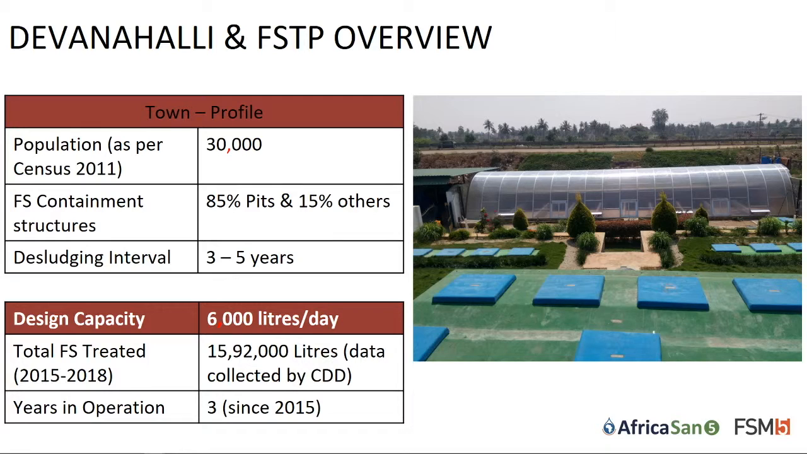As I said, it's a 6,000 liter capacity treatment plant. Till 2018 we have treated nearly 15 lakh liters of fecal sludge. That's close to 750 loads emptied from the containments of households and commercial institutions that have been treated.